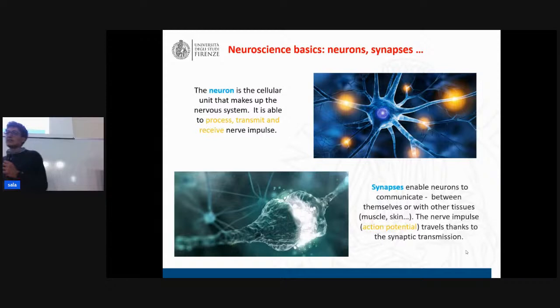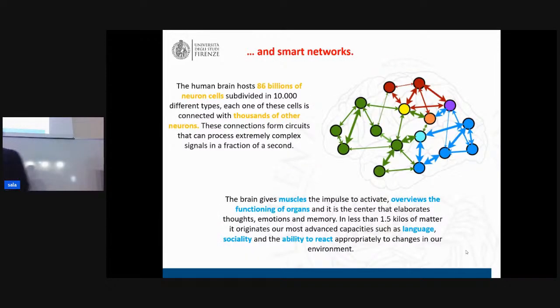And these electrical signals are taken by each neuron, elaborated at a certain level, and then sent back to the other communicating neurons. So this makes our brain basically a huge network. Roughly 86 billion neurons that communicate with each other through these electrical signals. And these neurons are not all of the same type, but there are roughly 10,000 different types, specialized in different types of operations.